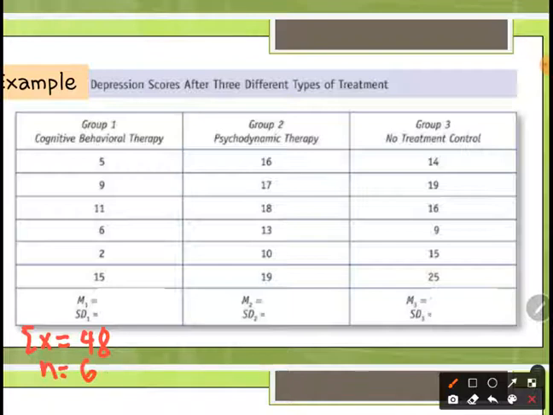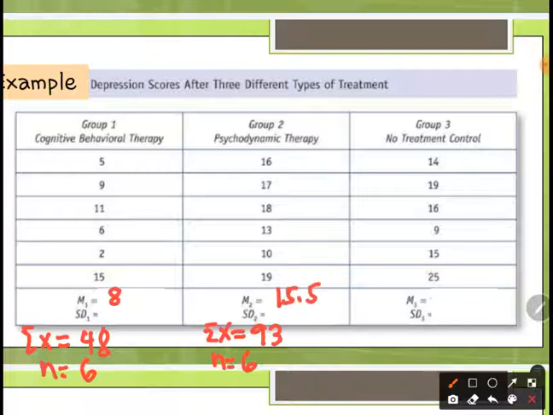So paano natin mahahanap yung ating mean? So just divide 48 divided by 6. So yung ating mean dito sa group 1 is 8. Okay? So bago tayo mag-standard deviation, kasi nandyan SD, standard deviation yan, kunin muna natin yung mean din ng group 2. So dito, we have the summation of x is equals to 16 plus 17 plus 18 plus 13 plus 10 plus 19 is equals to 93. And yung ating n ulit is equals to 6. Therefore, yung ating mean is just equals to 15.5.